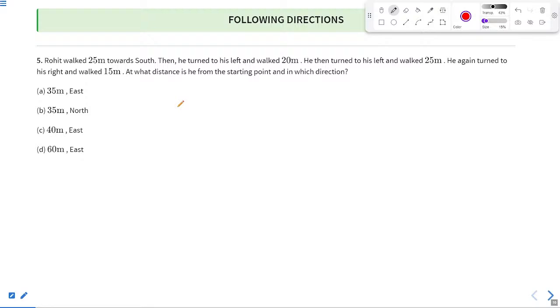Okay. So Rohit walked 25 meters south, then turns left and walks 20, then turns left and walks 25, then turns right and walks 15. Where is he from the starting point? Clearly, he's moved 25 meters south, 25 meters north, and he's moved 35 units, 20 plus 15 units, east. So answer is 35 meters east. Answer is A.